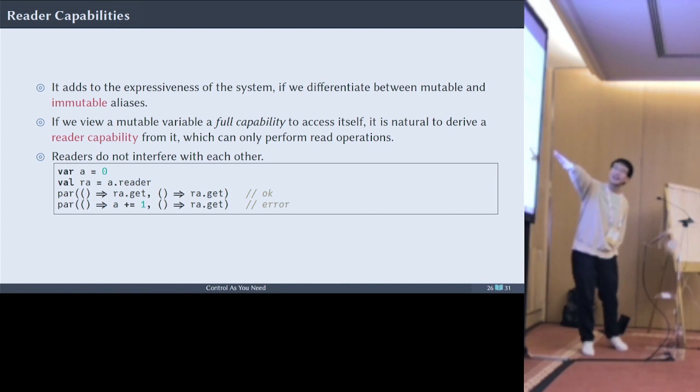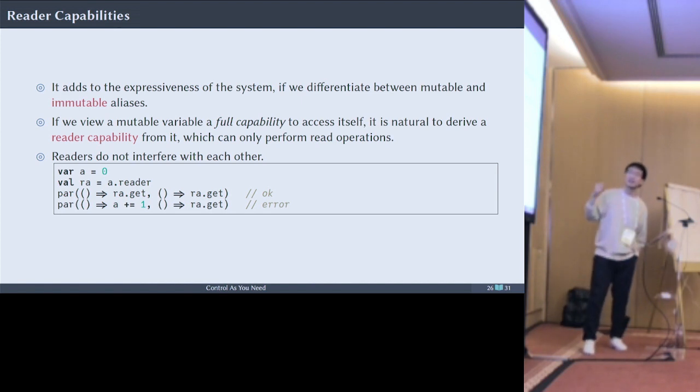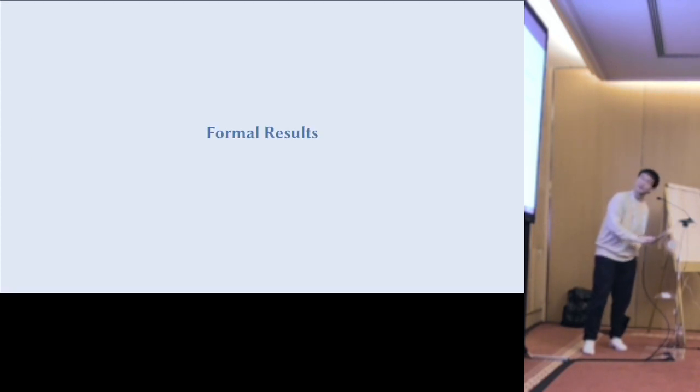For instance, here we have mutable variable A. We derive a reader capability for it, and parallelizing 2 reads is okay. But if we want to parallelize reading from A and writing to A, then that will not work.